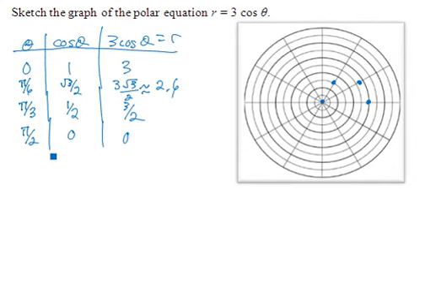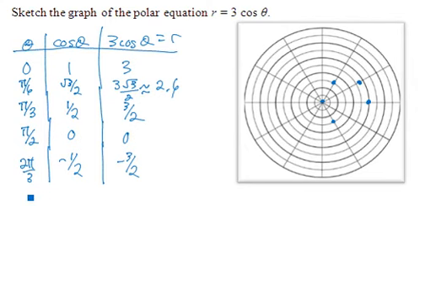We could continue this process, but I'm starting to get the sense that this may be a circle. Now you could continue plotting individual angles, and maybe we should do one more of those. The next would be 2 pi over 3, so we're facing along this line, and the cosine of 2 pi over 3 is the opposite of the cosine of pi over 3. That's going to be negative 1/2. And so 3 times that is negative 3/2. So as we're facing along this line, our r value is negative 3/2, which means we need to go backwards 1.5 units, and we end up here.